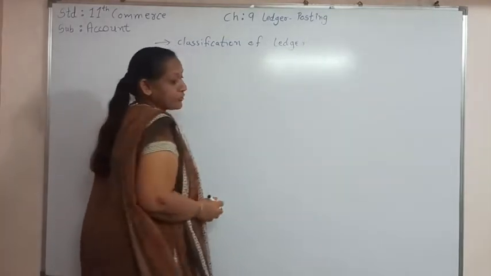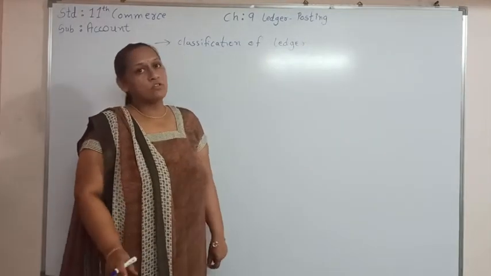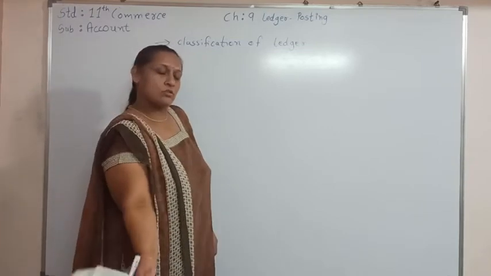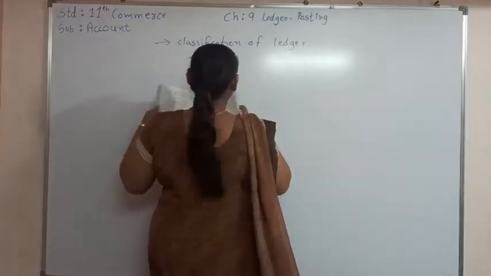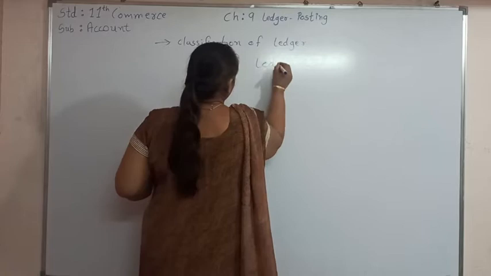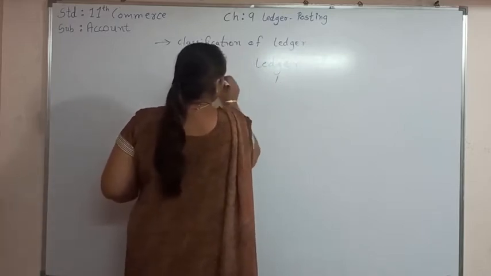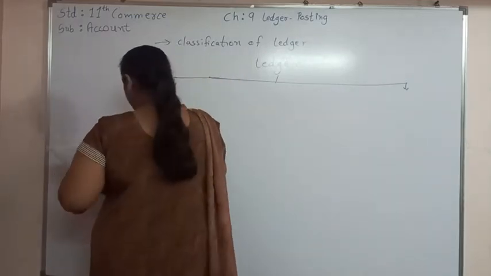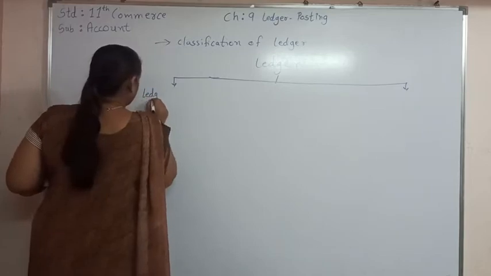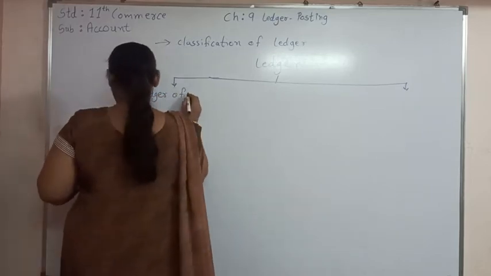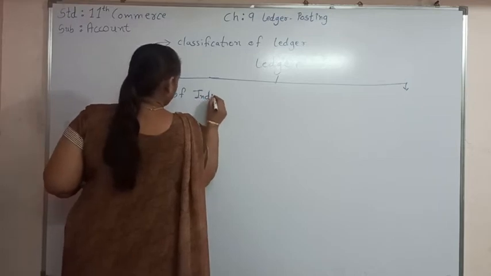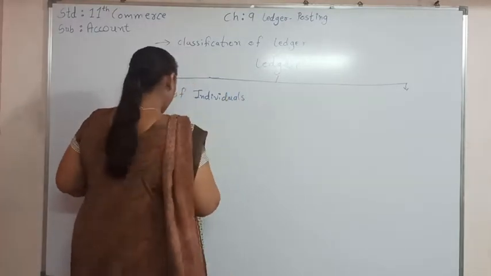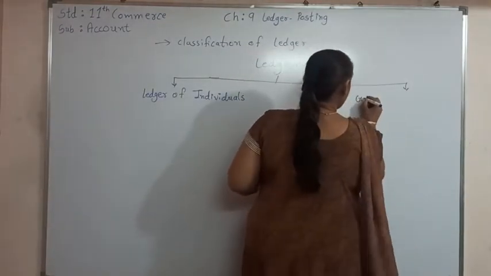As we discussed before, ledger can be divided into two categories. Very first is the individual ledger and second is the general ledger. That is, ledger of individual, and the second one is the general ledger.